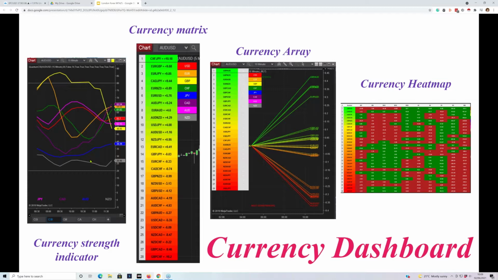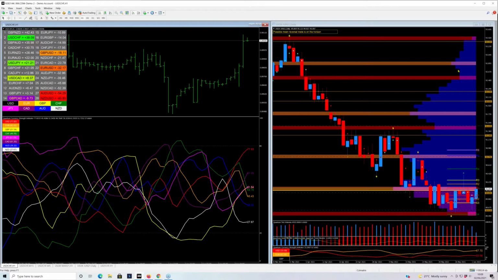That breaks it down to the individual currencies. And then we look at the currency pairs through the matrix, the array, and the currency heat map. That brings me nicely to what I call my dashboard. This is where I always start.